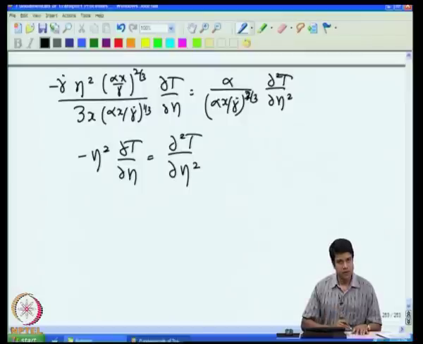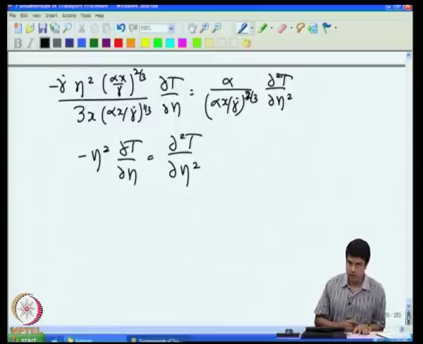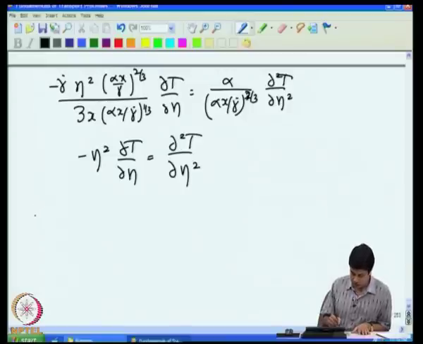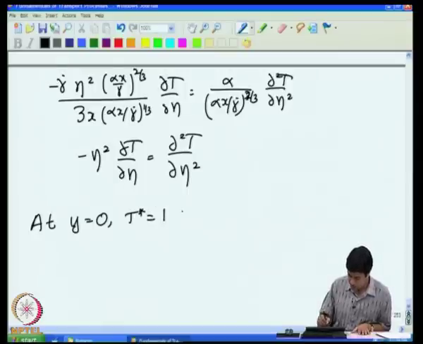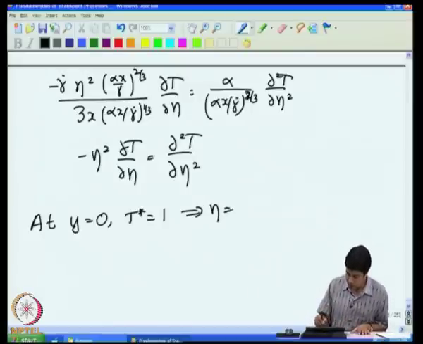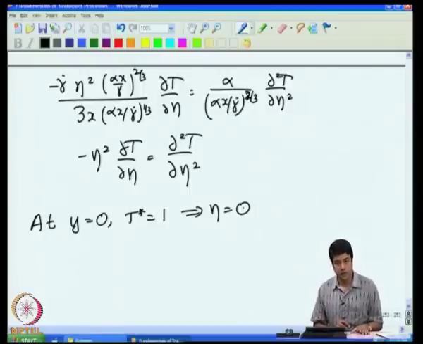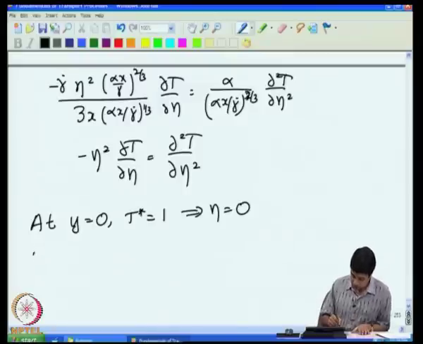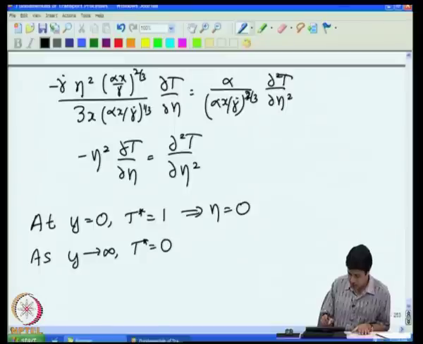So now we have equations in terms of the similarity variable eta. We have to reformulate our boundary conditions as well in terms of the similarity variable eta. The original boundary conditions, at y is equal to 0, T star is equal to 1. T star is equal to 1 at y is equal to 0 implies that eta is equal to 0, because eta is equal to y by alpha x by gamma dot x by alpha power 1/3. Okay. As y goes to infinity, T star is equal to 0.